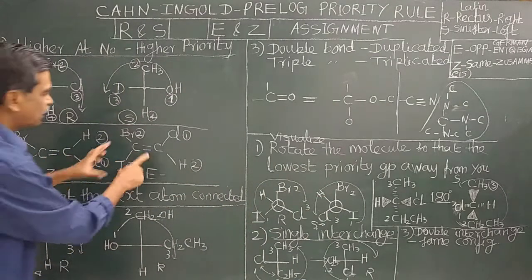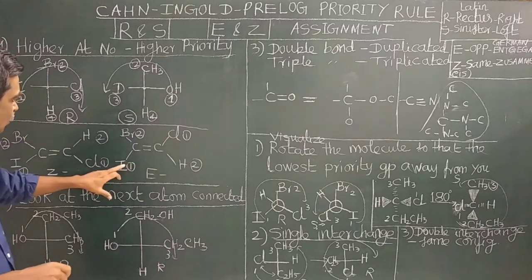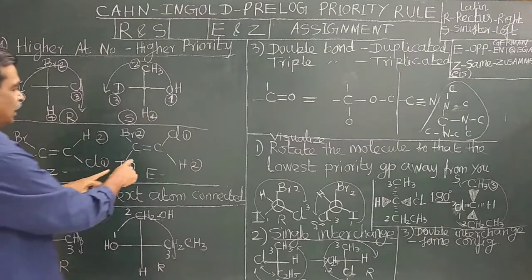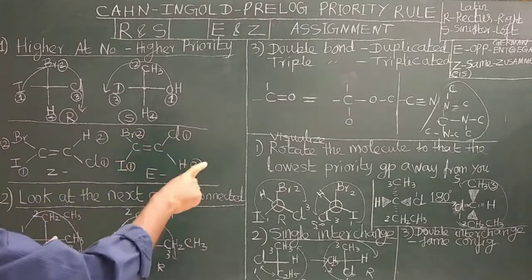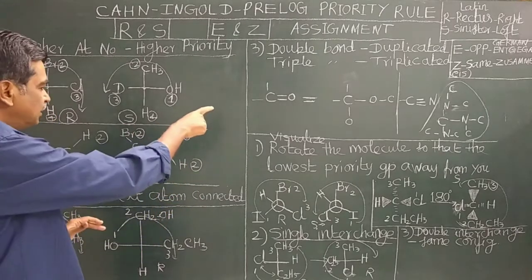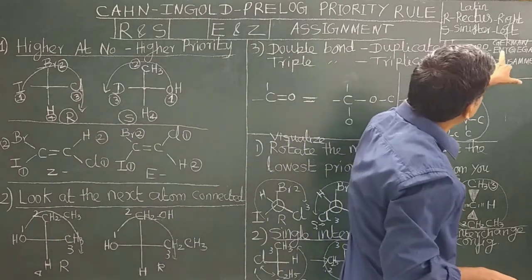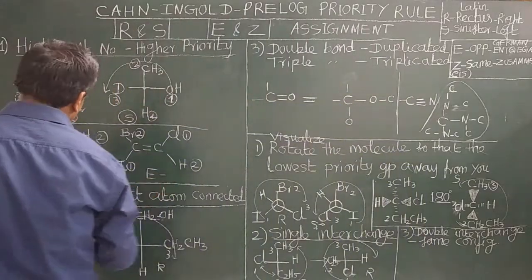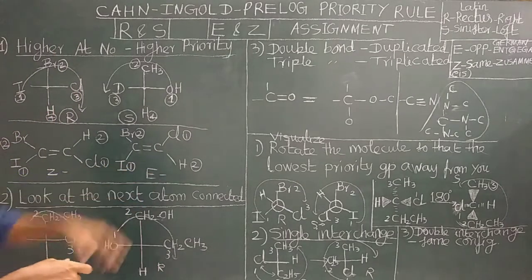Now look at this isomer. I have interchanged this group. Now this is 1, this is 2, and on the other carbon this is 1 and 2. Here you see the highest priority groups on each carbon are on opposite sides. Therefore E means opposite; in German it is entgegen. So this is assigned the E nomenclature. This is the Z nomenclature and the E nomenclature.